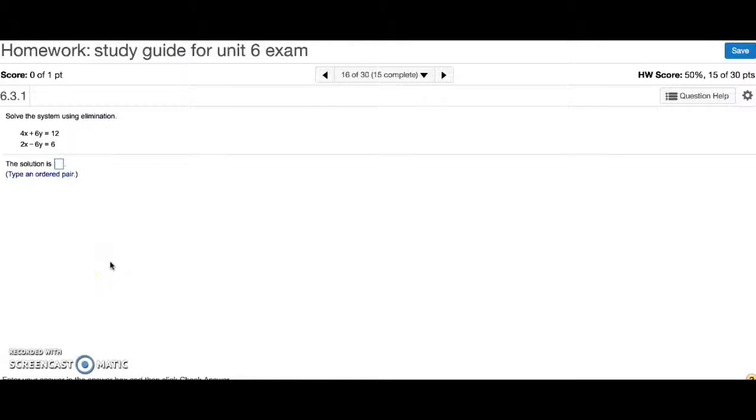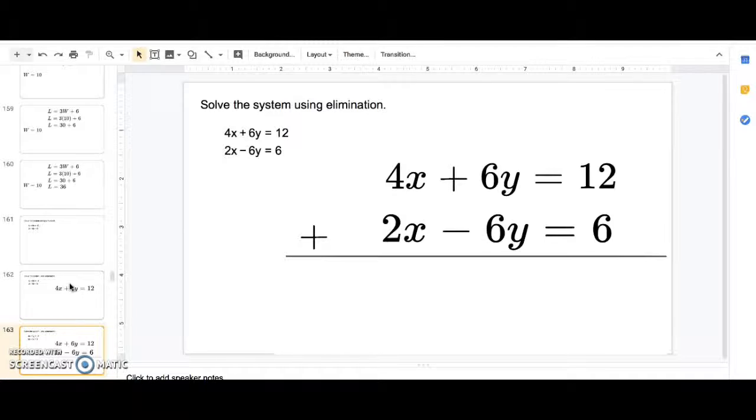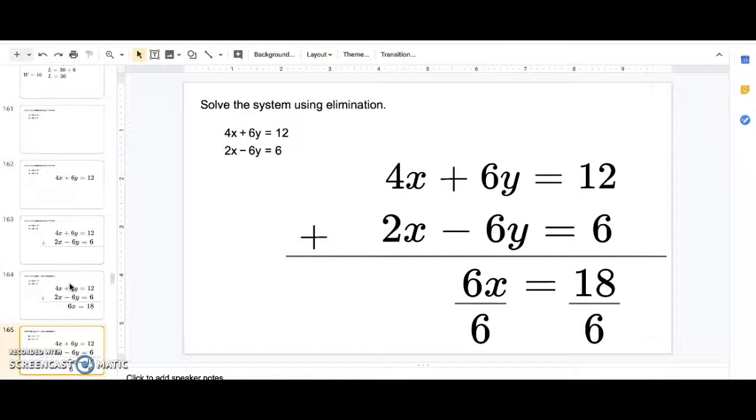Okay, number 16, we are solving the system using elimination. So what we need to do first is see if either both our x's or y's are the same number but different signs. Looking at both of them, the y's are the same number but different signs, so we can add them up to eliminate it. So we have 4x plus 2x, which is 6x, 6y plus -6y is 0, and 12 plus 6 is 18. So we have 6x equals 18. Divide both sides by 6, and we'll have x equals 3.